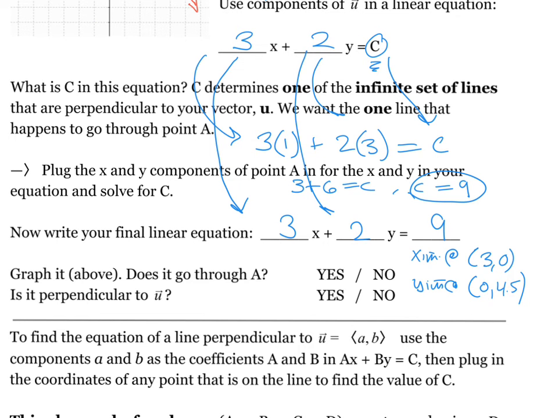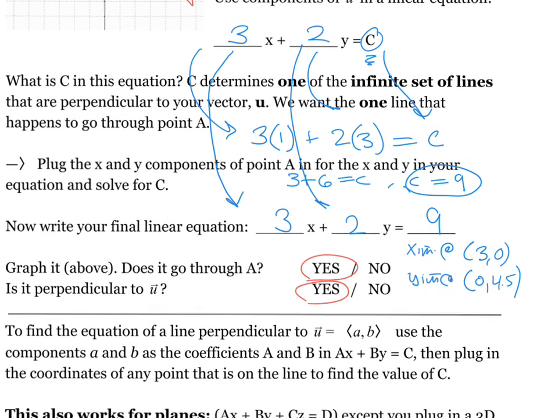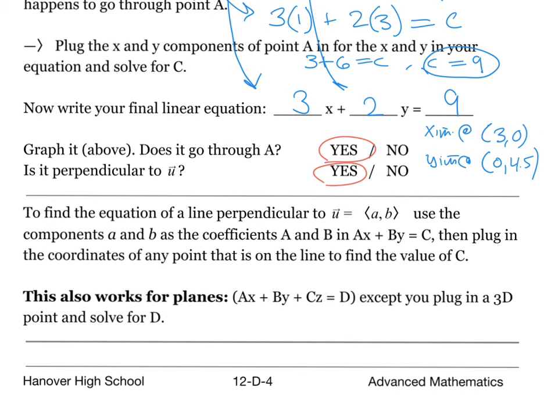So just to complete the bottom part of this page, the question is, so I graph the line, I graph the line above, does it go through A? Well, yes, it did. And was that line perpendicular to vector u? Well, yes, it certainly looks like it's perpendicular. And I haven't proven that, but I could certainly do that if I wanted to. So if you want to find the equation of a line perpendicular to some vector, use the components of the vector as the coefficients a and b in the linear equation, then plug in the coordinates of some point that's on the line to figure out what the value of c is.